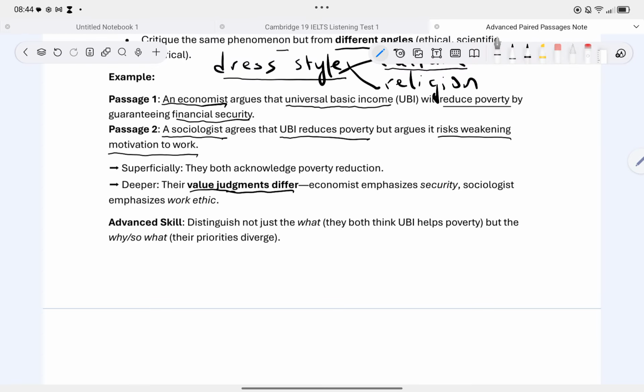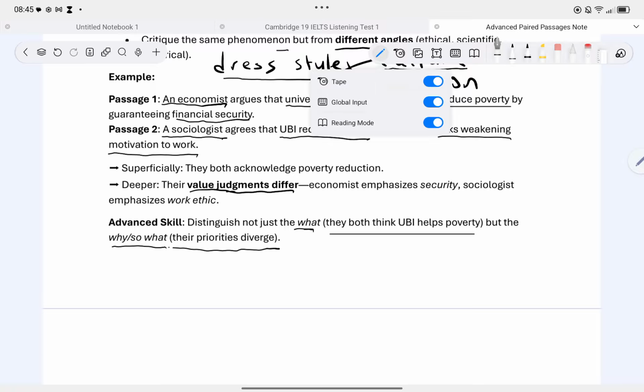Now, here what we did is we distinguish not just what, but the why or the so what. That is, yes, they both think UBI helps poverty, which is universal basic income. But their priorities diverge. One is concerned with the reduction of poverty, one is concerned with work ethic. All right.